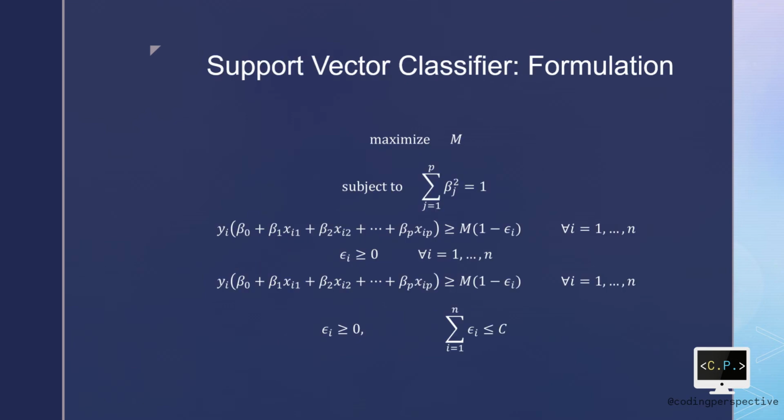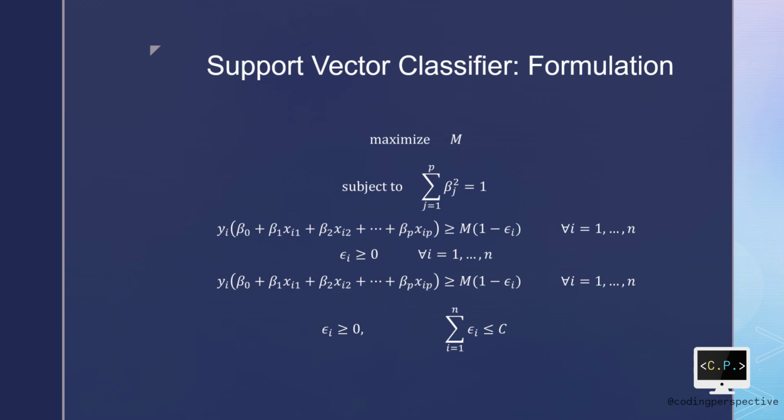Let's have a look at the formulation of the support vector classifier. The aim is the same. We are trying to maximize the margin between 2 classes. However, this time we have different constraints. The constraints are the summation of beta squares equal to 1 and yi times beta 0 plus beta 1 xi1 plus beta 2 xi2 plus till beta p xip greater than or equal to M times 1 minus epsilon i for each i in our data.